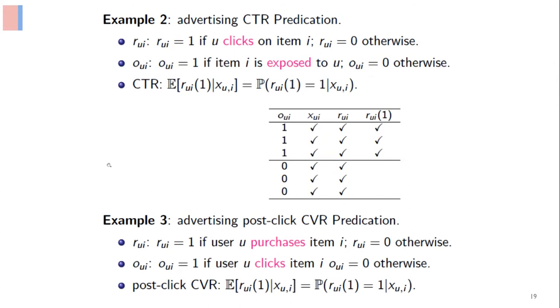The other is the task of CVR prediction. In this example, R_UI is the purchase status and O_UI is the click status. Then the estimand in equation one is exactly the definition of post-click CVR. And the data structure is exactly the same as in example two.